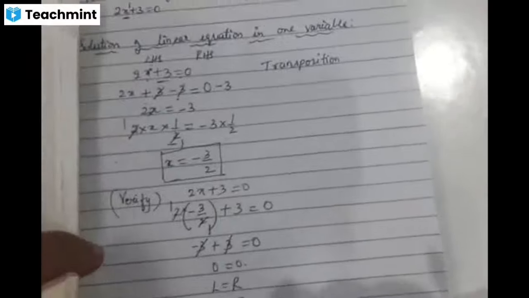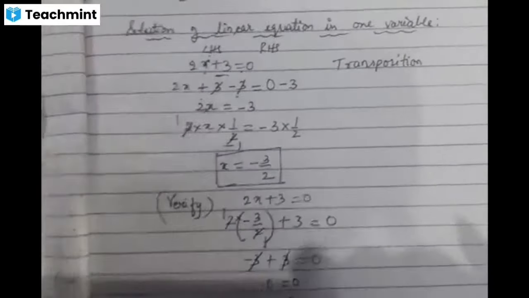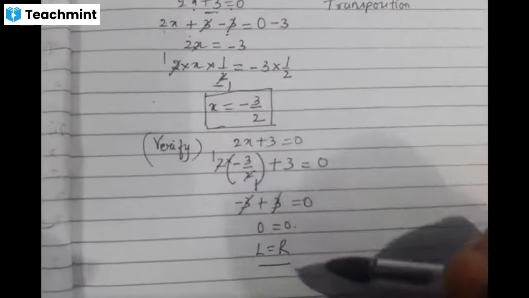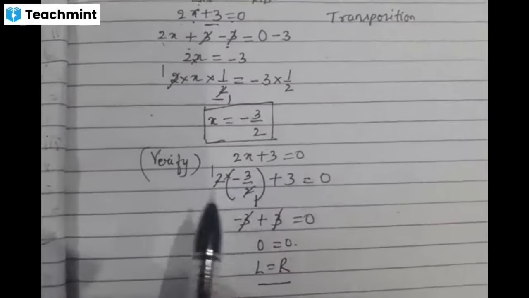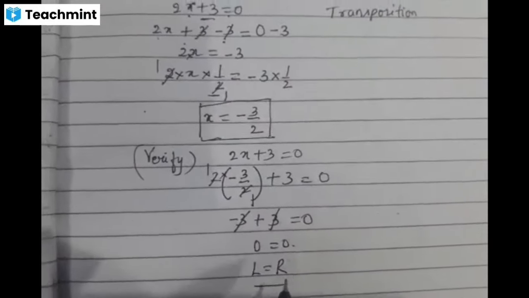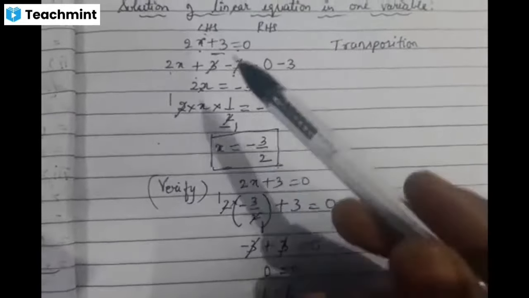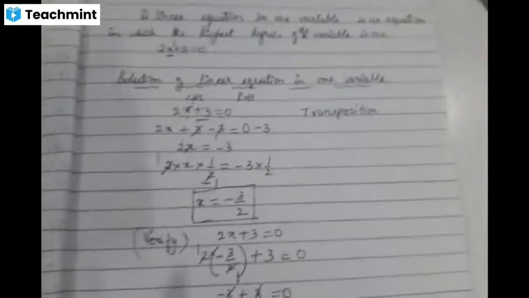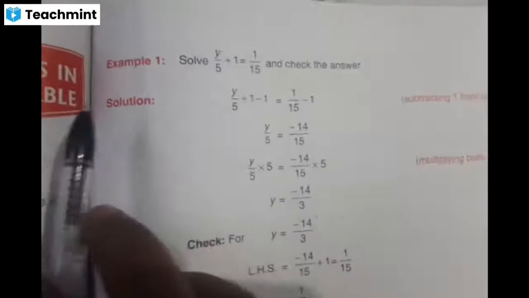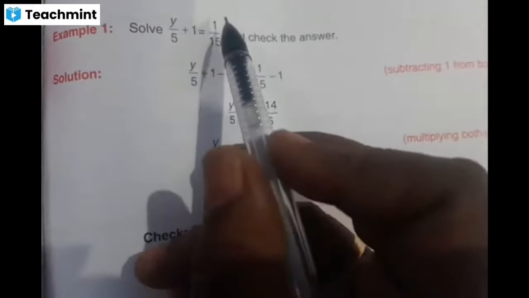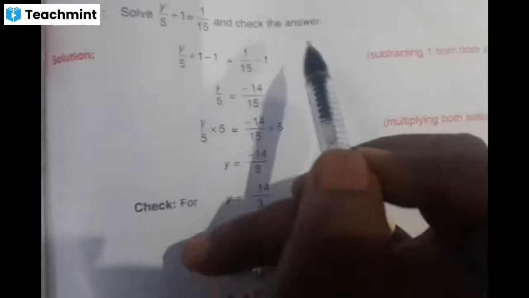In this way, if you are given a linear equation and asked to solve as well as check or verify, when you are checking or verifying, you have to get LHS is equal to RHS. Then only we can say that the value we have got is correct. So with this introduction, let us solve or look at some examples in the textbook, children. Here you have to solve y by 5 plus 1 is equal to 1 by 15, and we have to also check the answer.